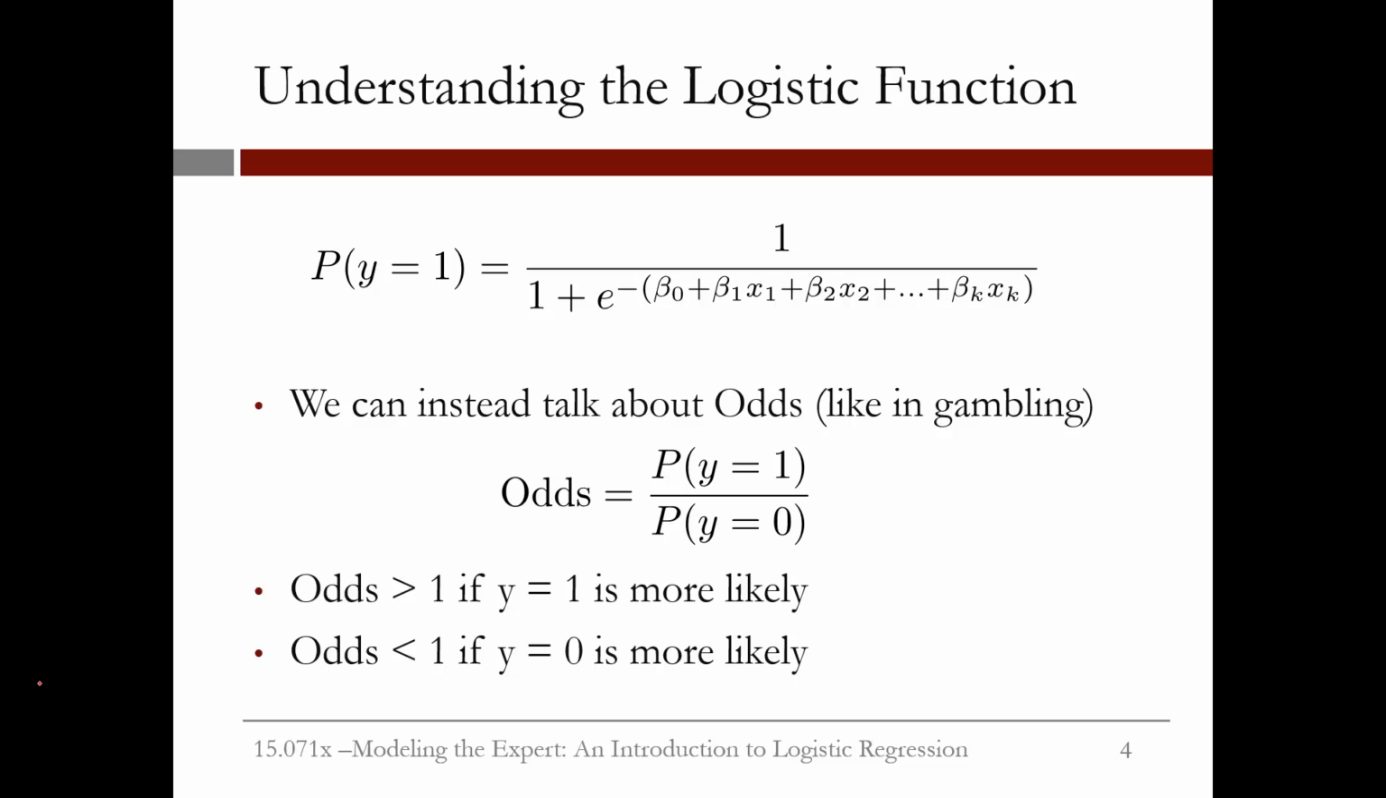Another useful way to think about the logistic response function is in terms of odds, like in gambling. The odds are the probability of 1 divided by the probability of 0. The odds are greater than 1 if 1 is more likely, and less than 1 if 0 is more likely. The odds are equal to 1 if the outcomes are equally likely.